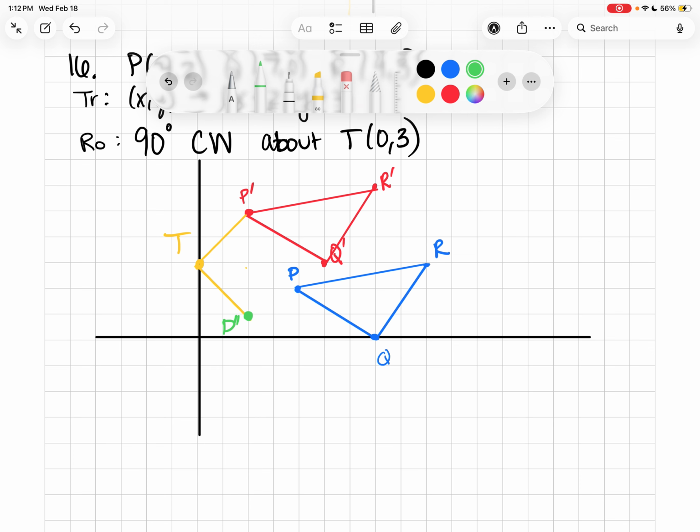down 1, 2, 3. Hold on. 1, 2. Q double prime. Hold on. Back 1, 2, down 3. Yeah. So basically the point Q, we'd go back 2, down 3. And then R would be, let's see, up 1, 1, 2, 3, 4, 5.